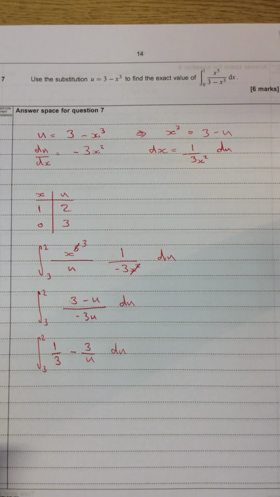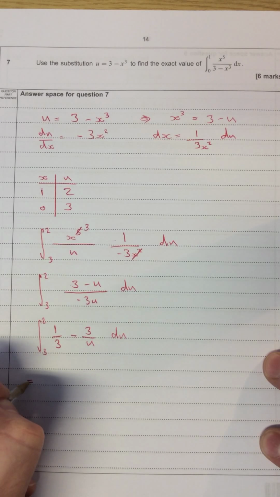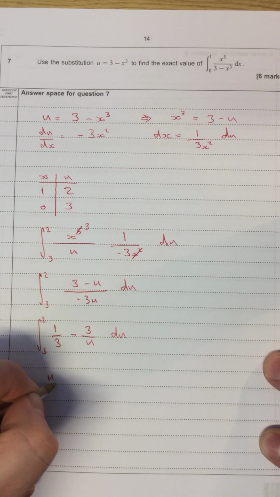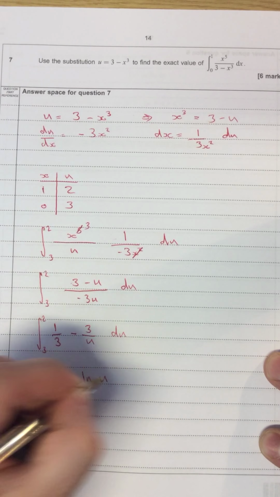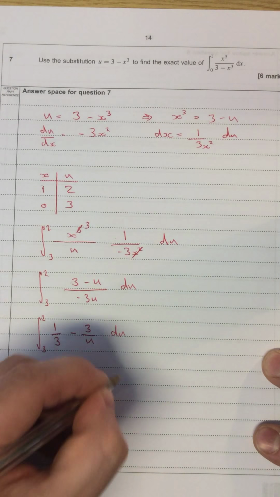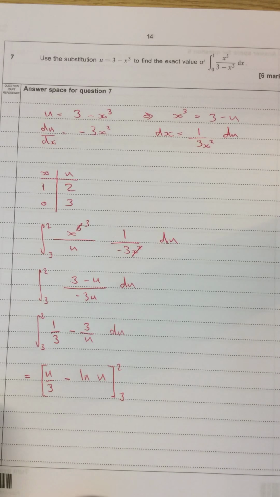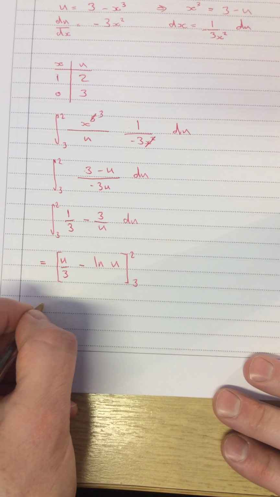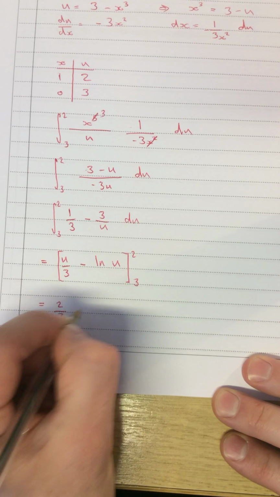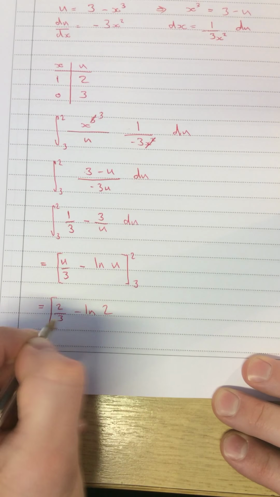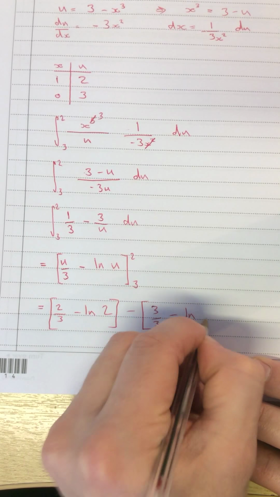So now we need to integrate. That's going to give us u over 3 for the first part, and then we're going to have take away log of u. Now this is all going to be in the limits of 2 and 3. Okay, so we put those limits in, and we get 2 over 3 take away ln 2. It's going to be in one bracket, and then we take away the other bracket, which is going to be 3 over 3 take away ln 3.